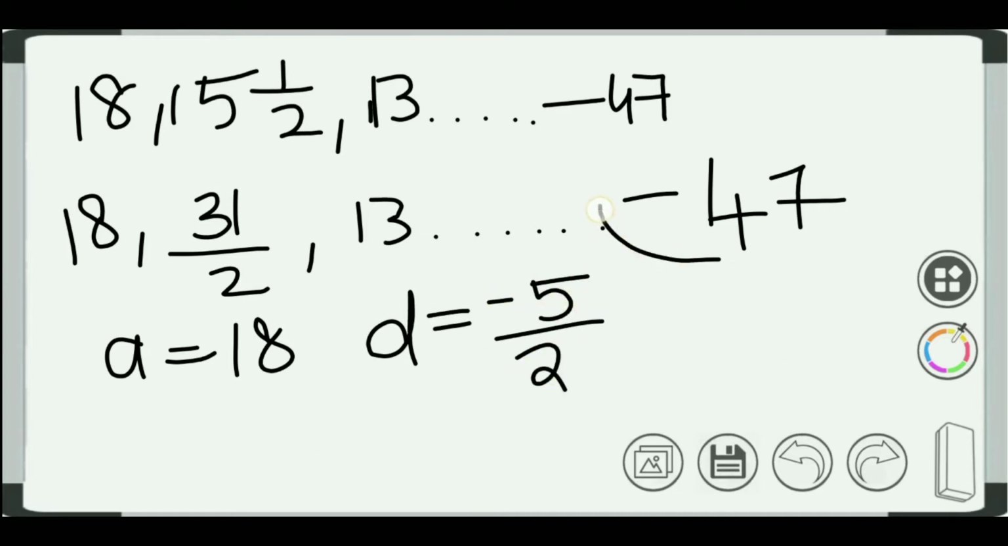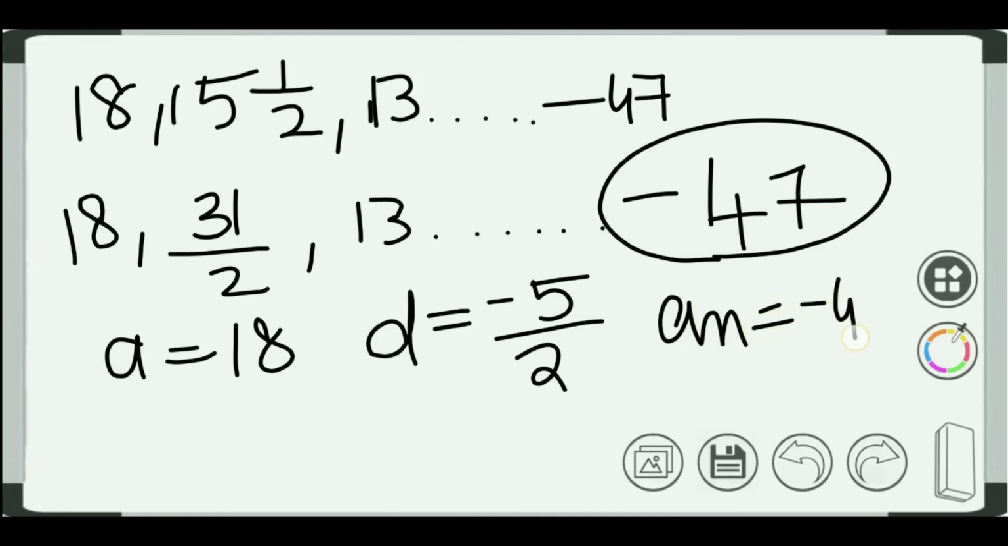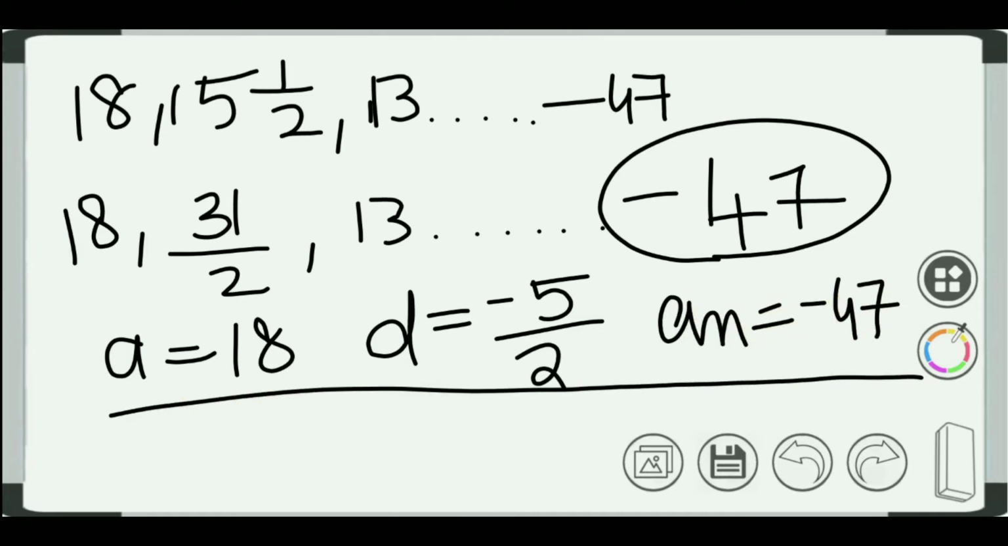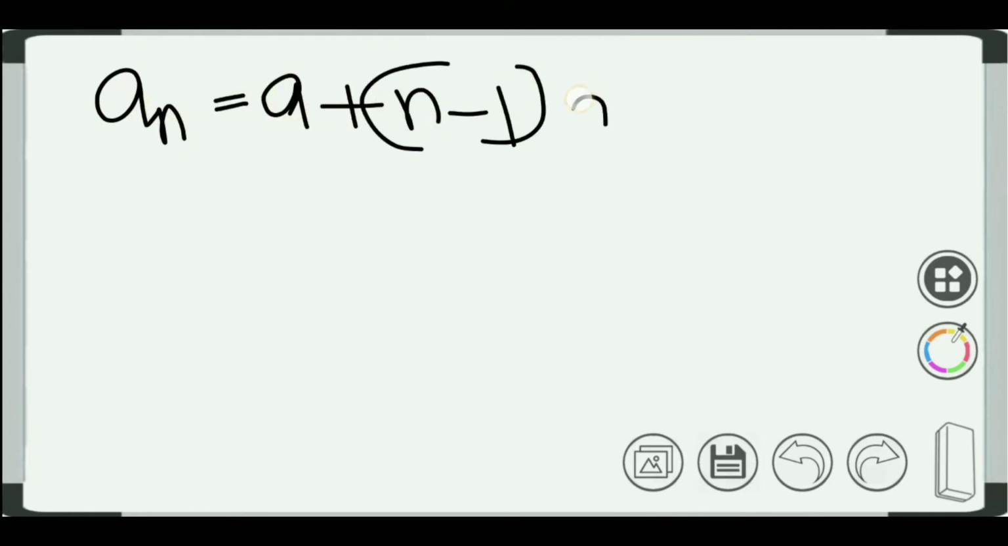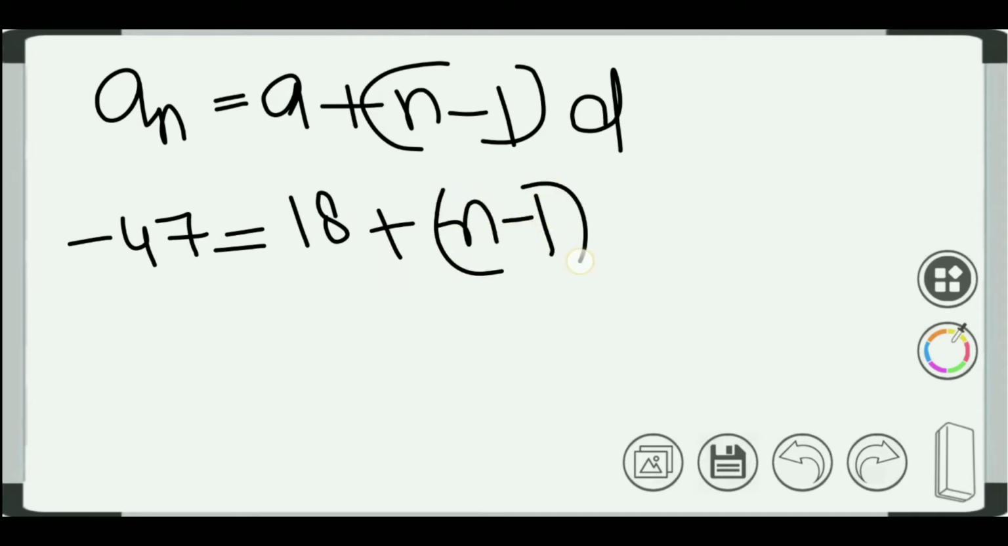Okay, so what is this minus 47? It is your an value. So an is equal to minus 47. You have the values, so can you substitute in this formula? Yes: an is equal to a plus n minus 1 into d. So I am substituting the values: minus 47 equal to 18 plus n minus 1 into d, which is what?